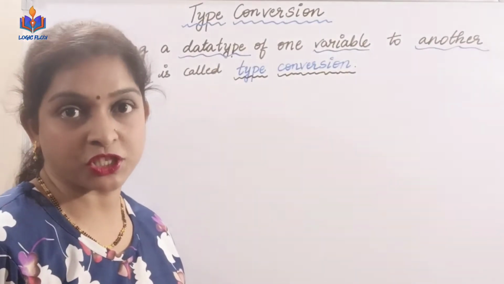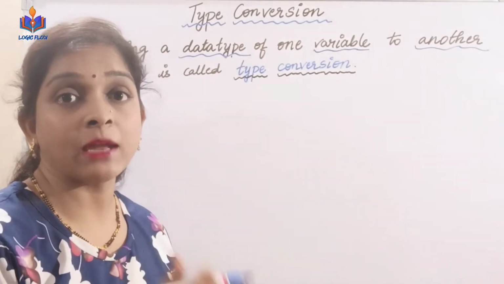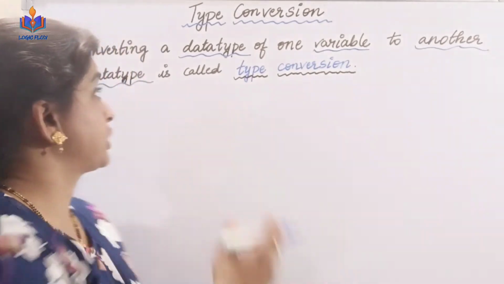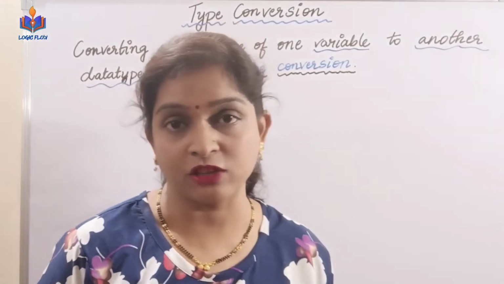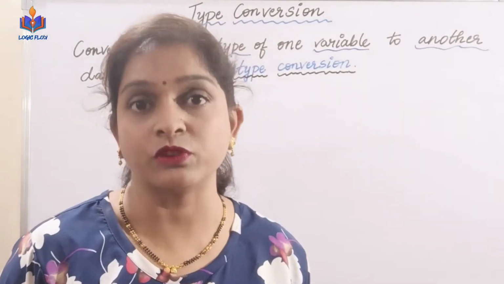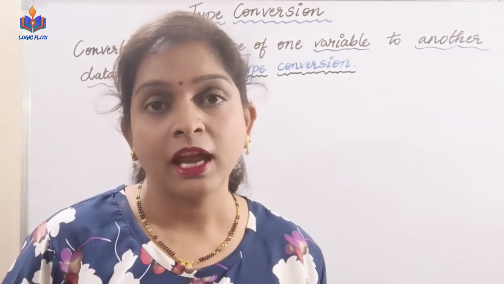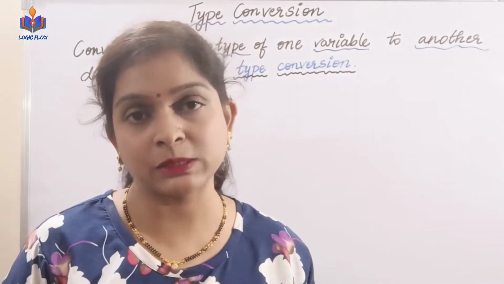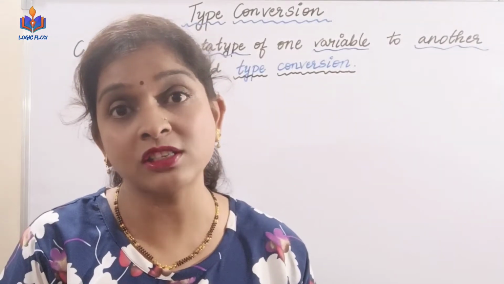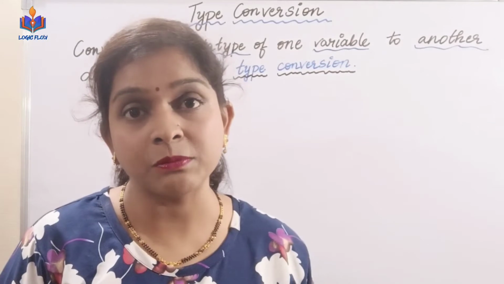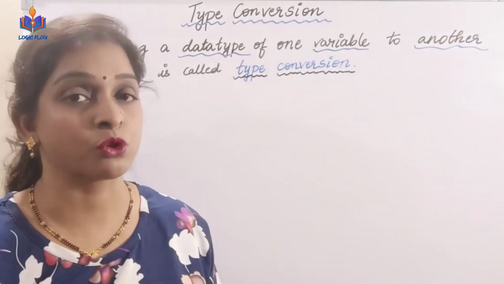What is type conversion? The name itself tells you. It is the process of converting one type of data into another type. It says converting the data type of one variable to another data type, which is type conversion. But why do we have to do this type conversion? When we have a complex expression in our program, it is the duty of the compiler to evaluate that expression very smoothly. But when that expression consists of variables and constants of multiple data types, it will be very difficult for the compiler to evaluate. So then it makes use of type conversion.